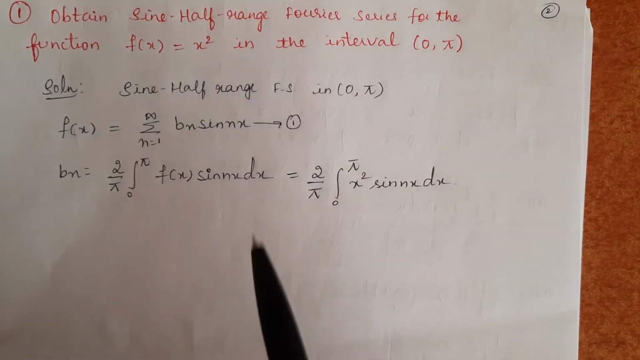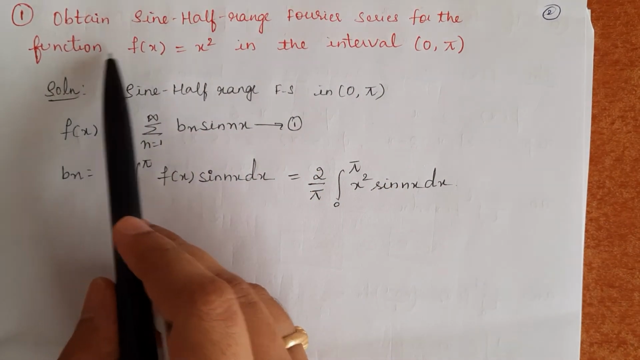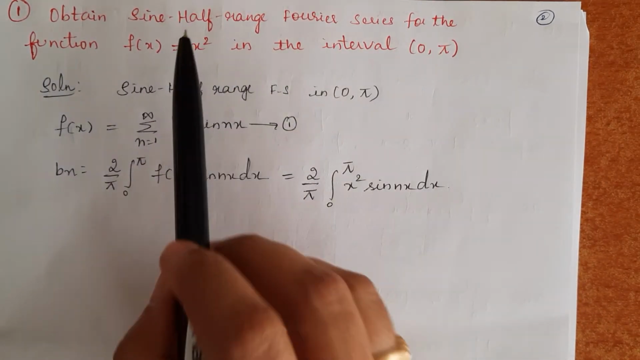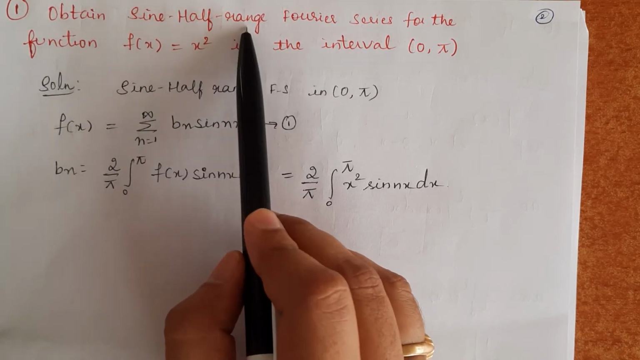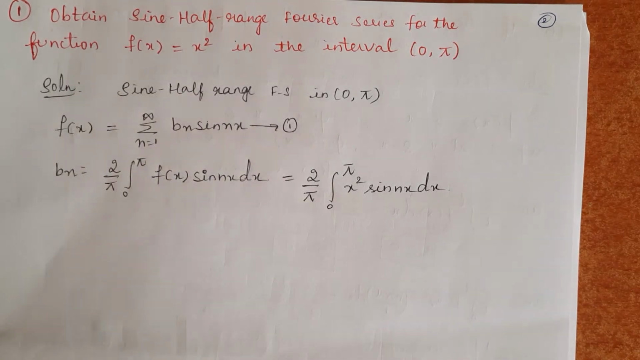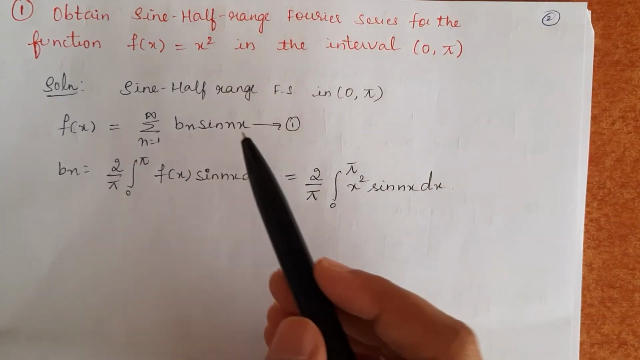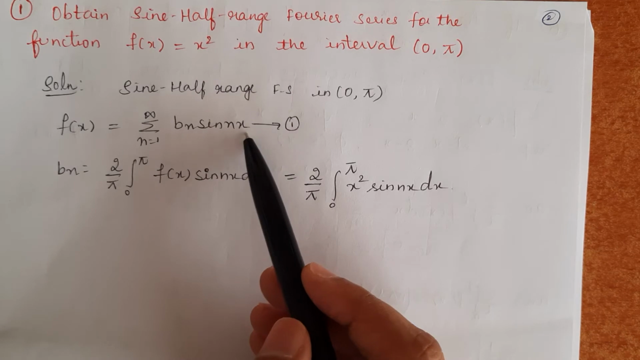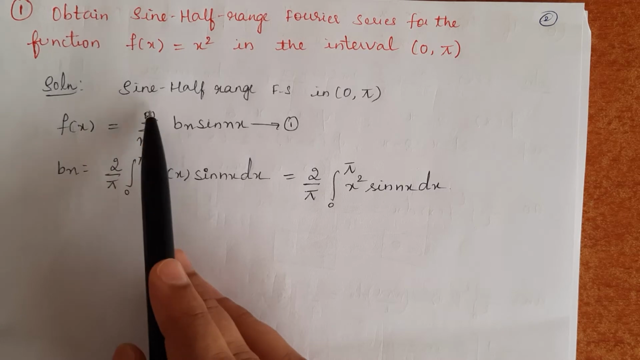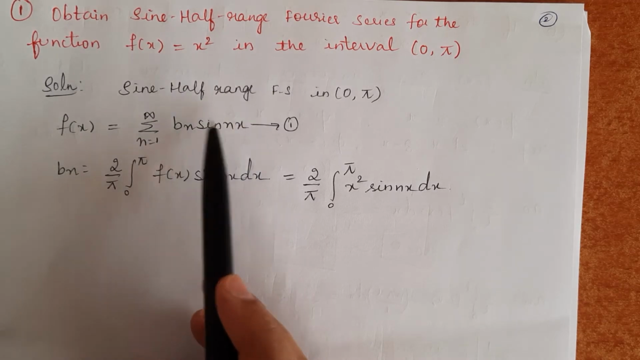The first problem is like this. Obtain the sine half range Fourier series for the function f of x equals x square in the interval 0 to pi. So here in the problem itself they have given to obtain the sine half range Fourier series. So directly we can find the sine half range Fourier series, that is, only the bn term we will calculate, and the given interval is between 0 to pi. So we should write down the corresponding sine half range Fourier series in the interval 0 to pi, that is f of x equals summation n equals 1 to infinity bn sine nx. In this problem, there is no need to verify the nature.